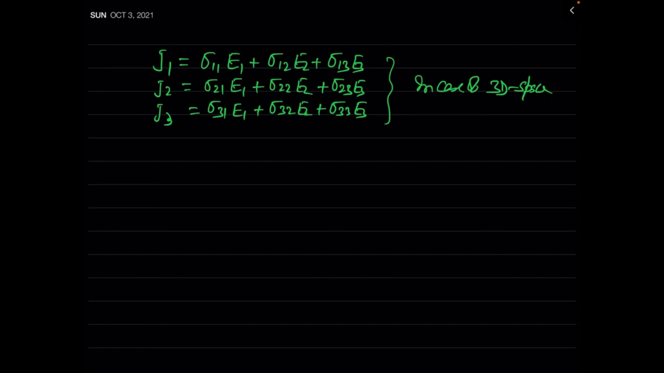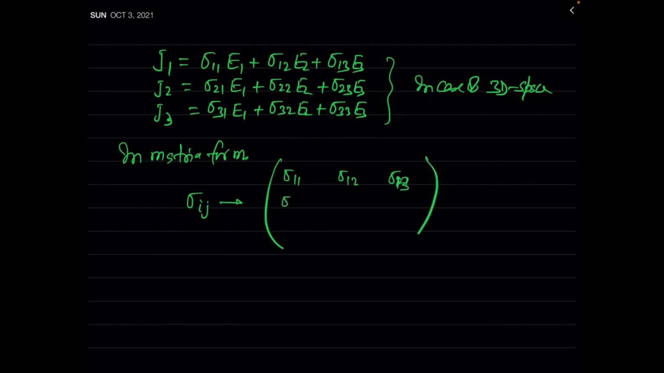So you can write the components of this sigma in matrix form. In matrix form, we can write sigma ij as: sigma 1 1, sigma 1 2, sigma 1 3; sigma 2 1, sigma 2 2, sigma 2 3; sigma 3 1, sigma 3 2, sigma 3 3.